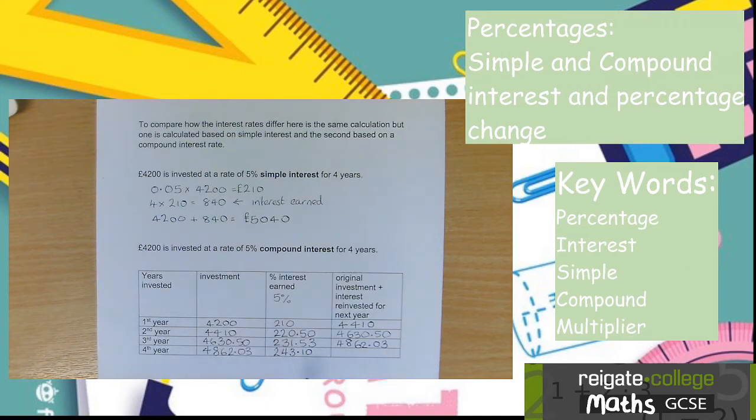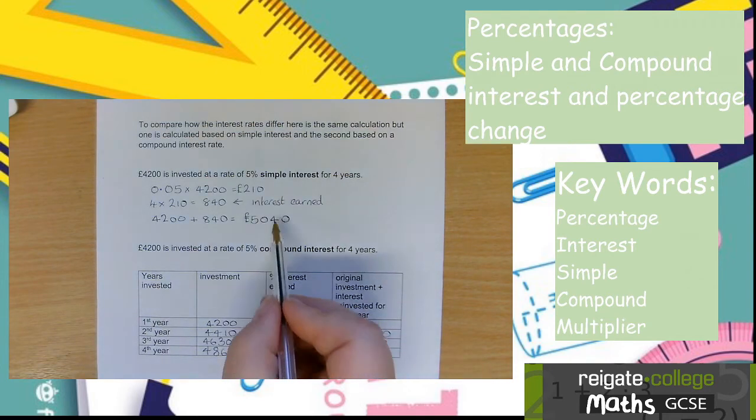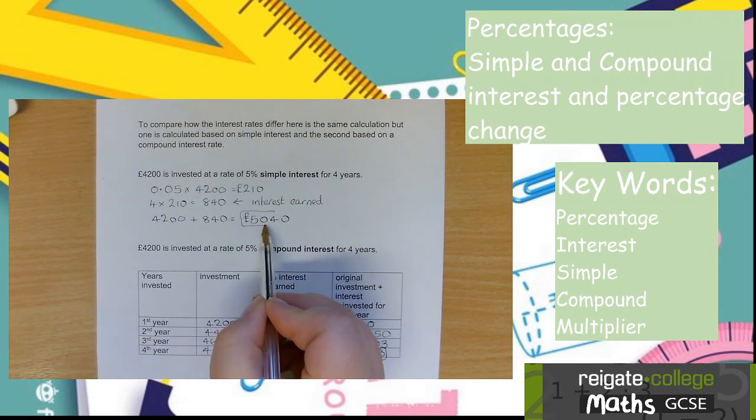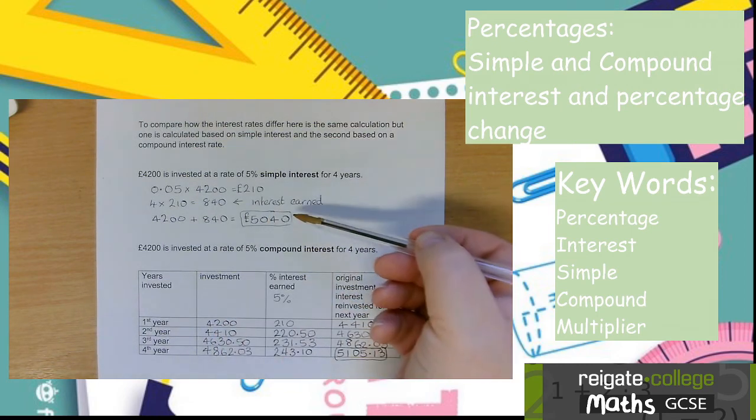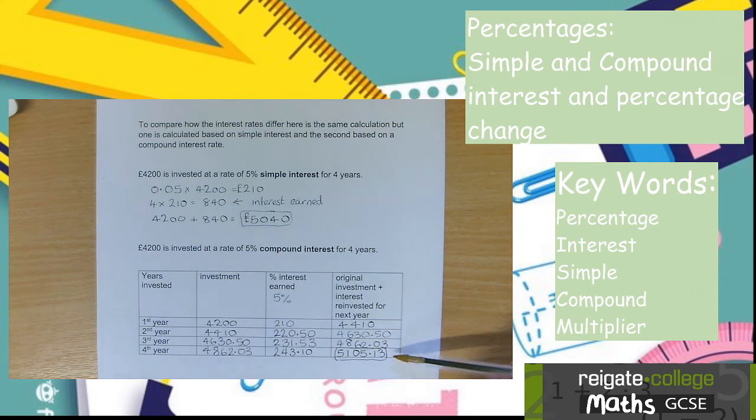£243.10. Adding that amount of interest onto my original investment for the beginning of that year, in total, in my bank, I have £5,105.13. So this demonstrates if I'm earning 5% compound interest compared to 5% simple interest, my investment is worth more in the compound interest bank account.